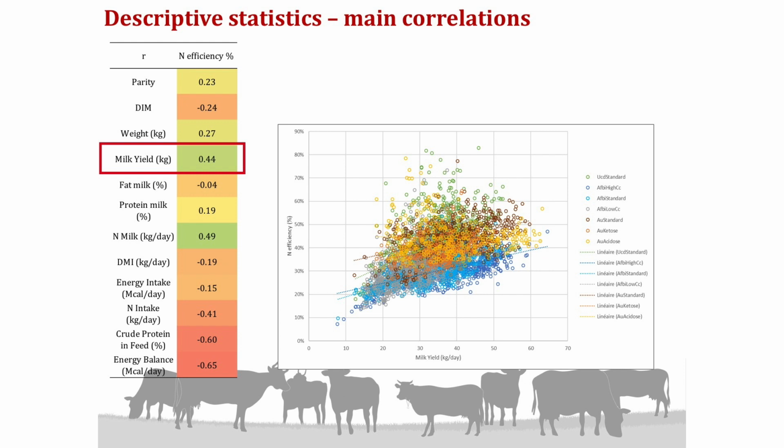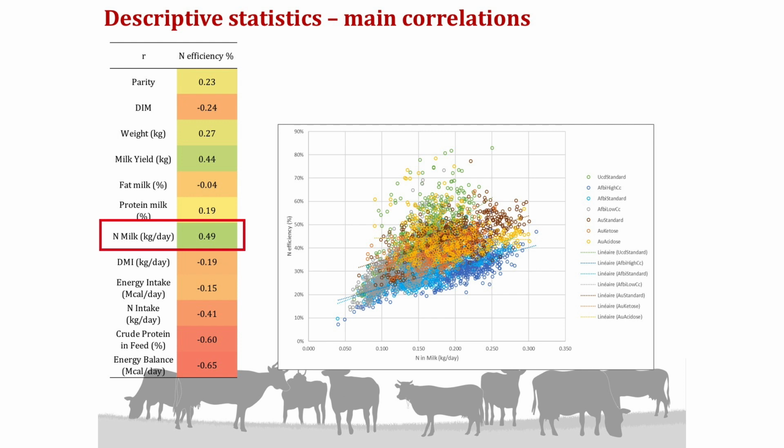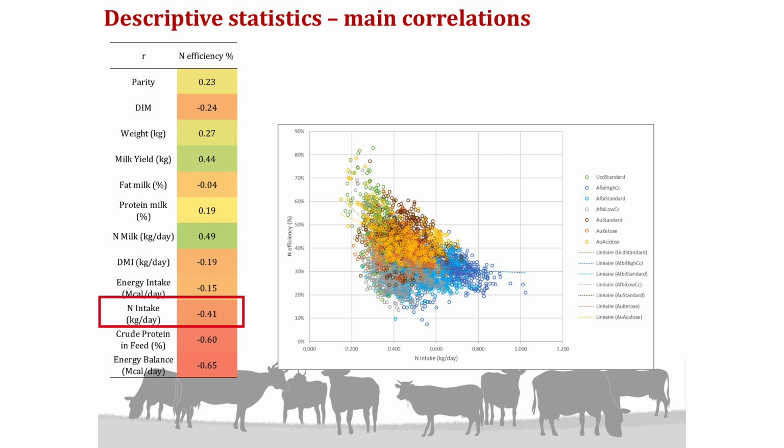Also, some descriptive statistics show that our nitrogen efficiency is related to the milk yield. That's normal. When we compare our result with the literature, it's totally normal. Also, we have a relationship between the nitrogen in milk and the nitrogen efficiency. That's normal too. It's weighted. Here the nitrogen intake is represented. It's a negative relationship with the nitrogen efficiency. It's also weighted.